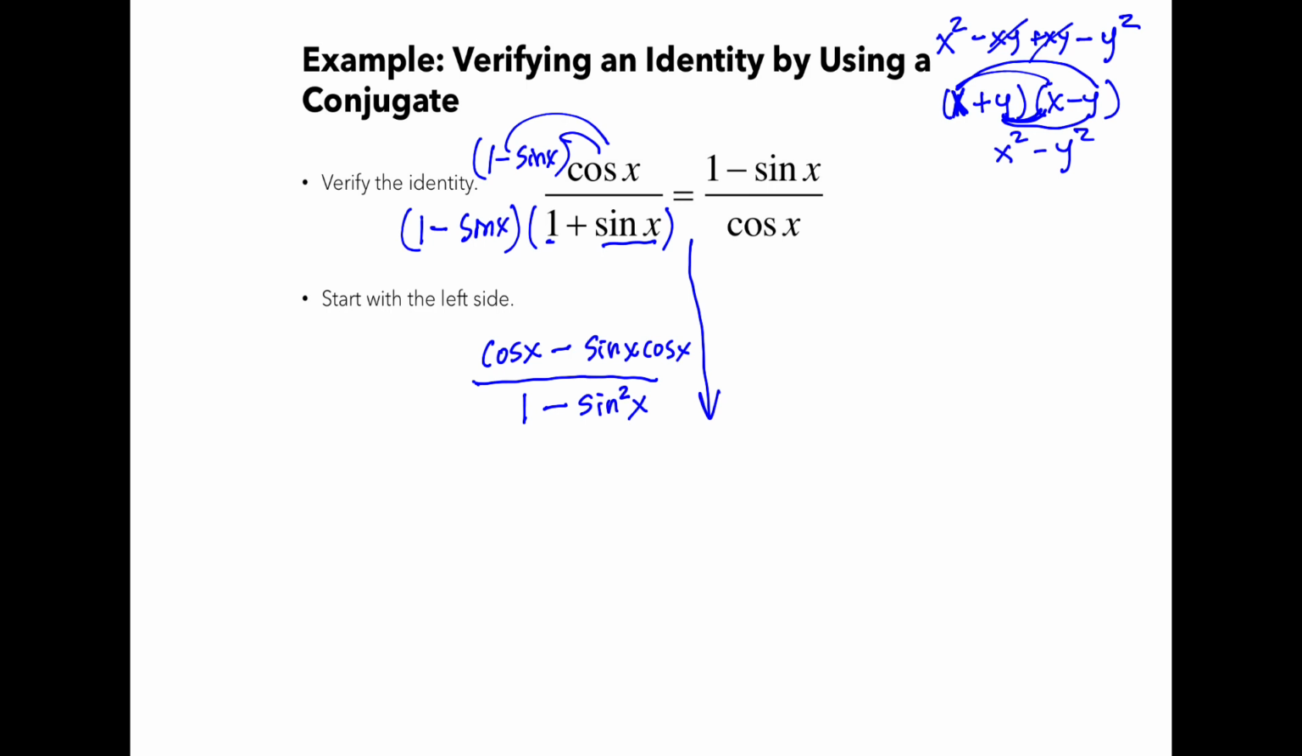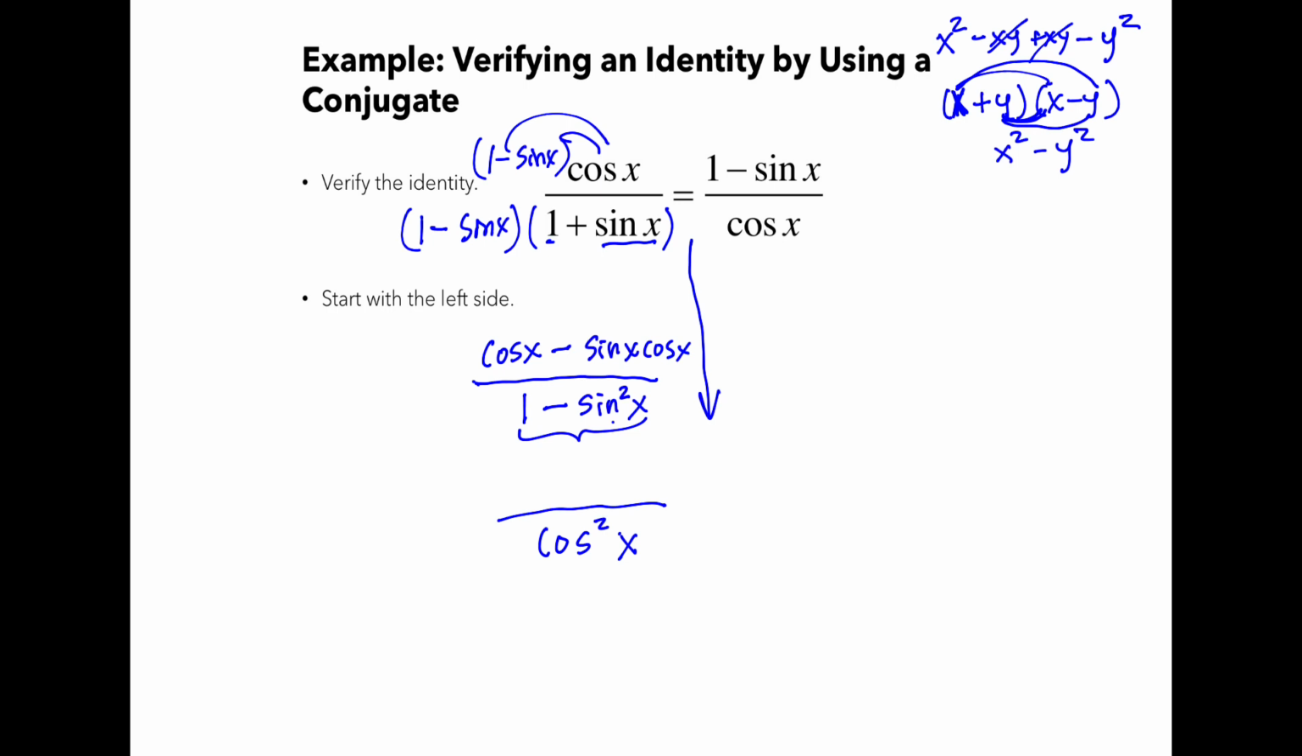All right, that's still not the same as what we have on the left, but I do have a 1 minus sine squared x here. And on the top, let's see. Oh, and this can be simplified down to a cosine, which has taken us a little bit closer to what we have. This would be cosine squared x, of course, by the Pythagorean theorem.